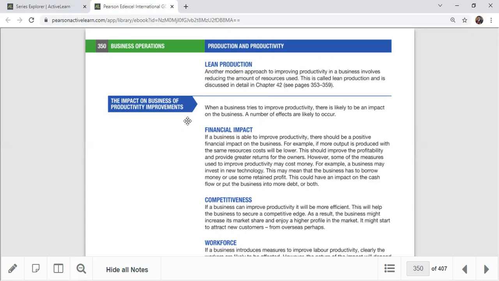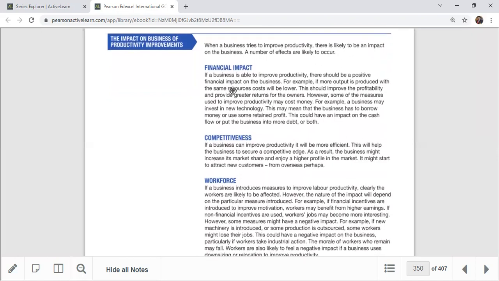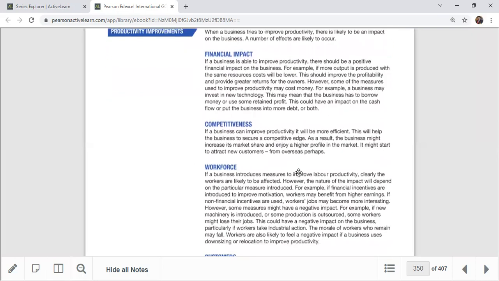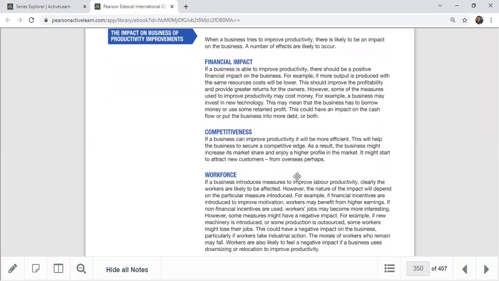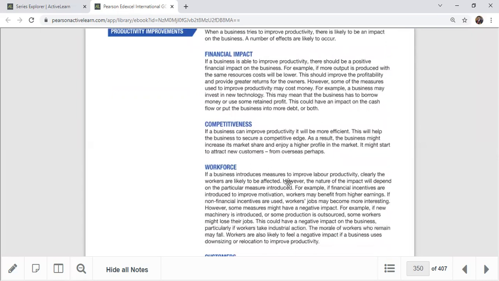So let's go to the last topic of this handout: the impact on business of productivity and improvement. We mainly talk about different impacts, like financial impact, competitiveness, workforce, and customers. Different stakeholders have different orientations toward productivity, right? In short, I have summarized this very clearly.